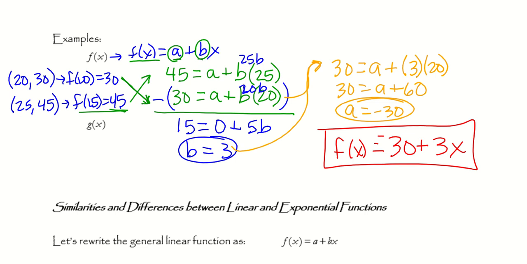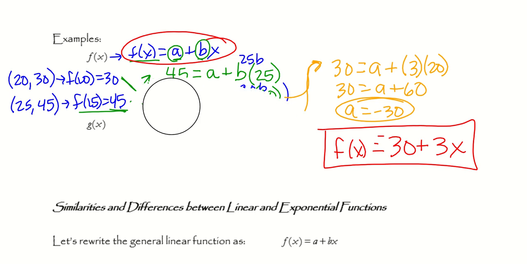I left off my negative in my 30. Okay? So you've done that before. That's not really new. We just kind of used a different form for our linear equation. Now let's do it for g of x, which was exponential. So I'm going to have to erase this. So I've got my space.